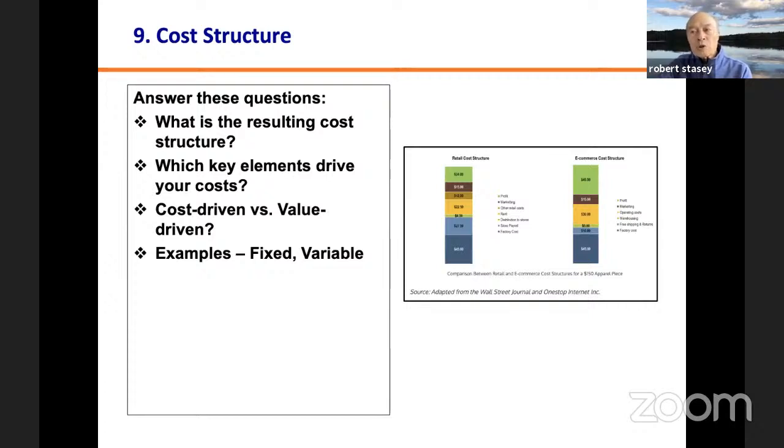Another approach in terms of cost structure would be value-driven. Here, we're less concerned with costs. This business model would focus on creating value for products and services. As an example, a Rolex watch. But when we look at each of these different types, there are characteristics that we need to be mindful of.